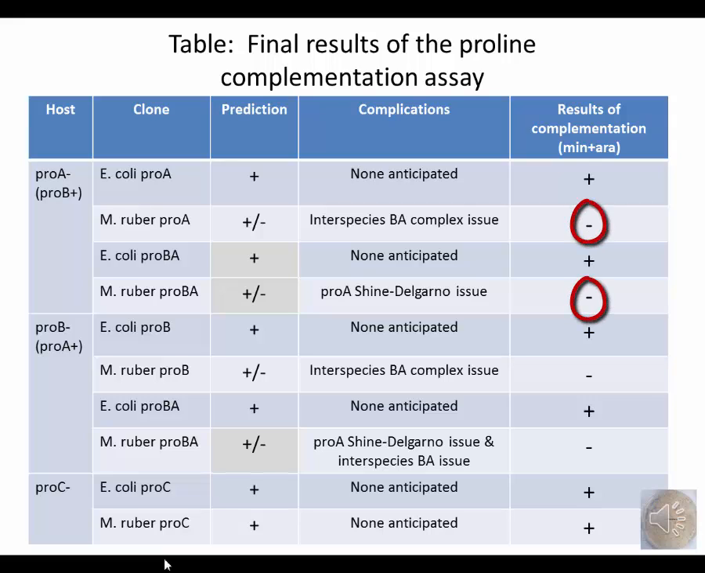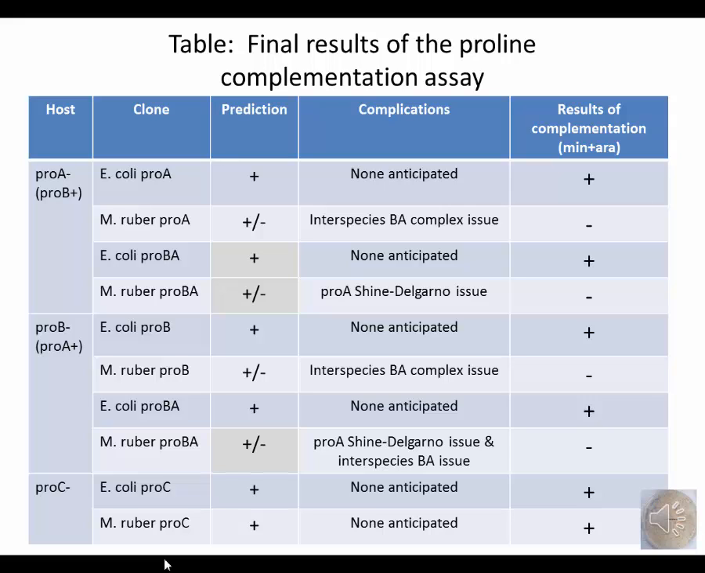Now, unfortunately, none of the other M-Ruber clones complemented the E. coli strain, including the BA clone. Now, actually, this might be exactly what we'd expect to find. If we have both the interspecies BA issue as well as the Shine-Dalgarno issue, we would not have expected any of these clones to complement, because as we saw in the previous slide, there's always some combination of interspecies interaction needed, or the whole Pro-BA Shine-Dalgarno sequence. While I was originally predicting that maybe the M-Ruber Pro-BA clone might complement, in the end I'm not surprised that it didn't.